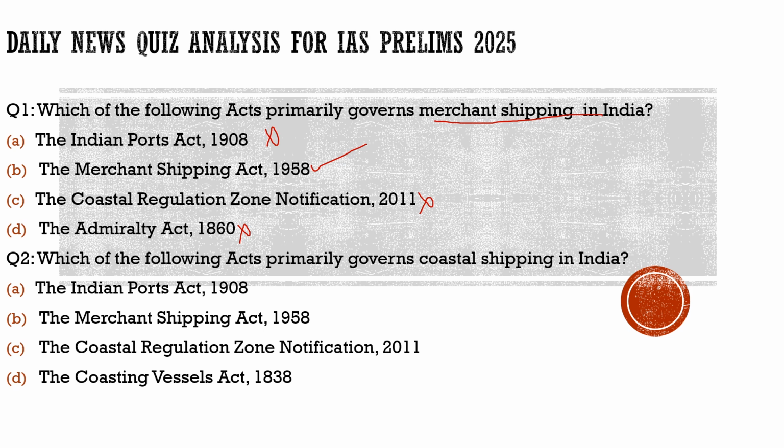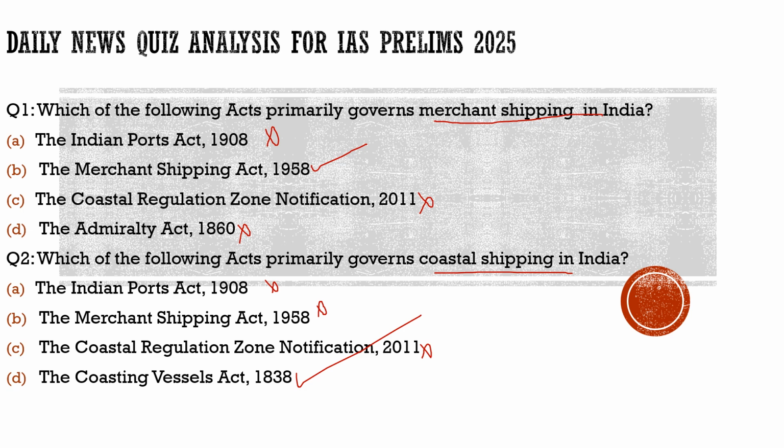Now coming to another question, it is with respect to coastal shipping in India. It says, which of the following acts primarily govern coastal shipping in India? Is it Indian Ports Act 1908? No. Is it Merchant Shipping Act 1958? No. Is it Coast Regulation Zone Notification 2011? No. Is it Coast Vessels Act 1838? 100% true. For question number 2, the correct option is option D, which is the Coast Vessels Act 1838.